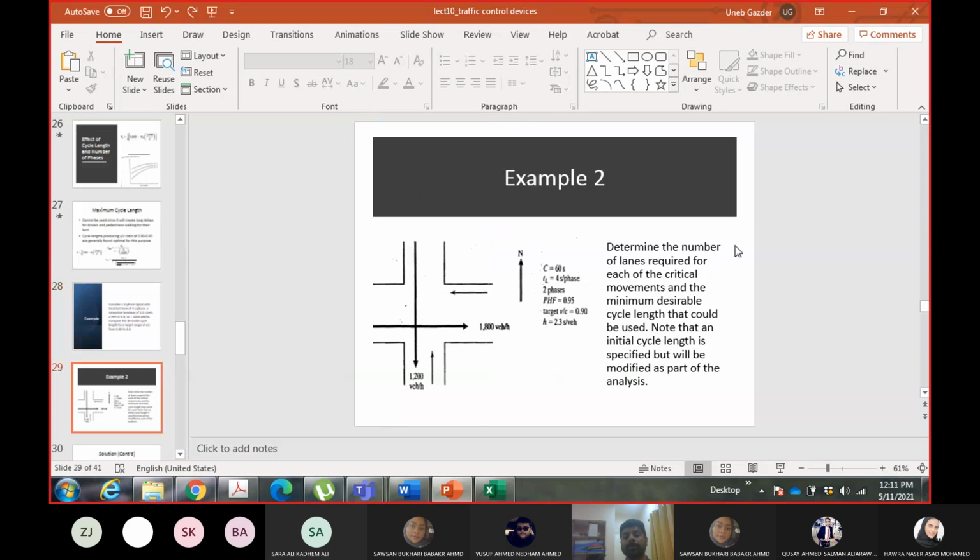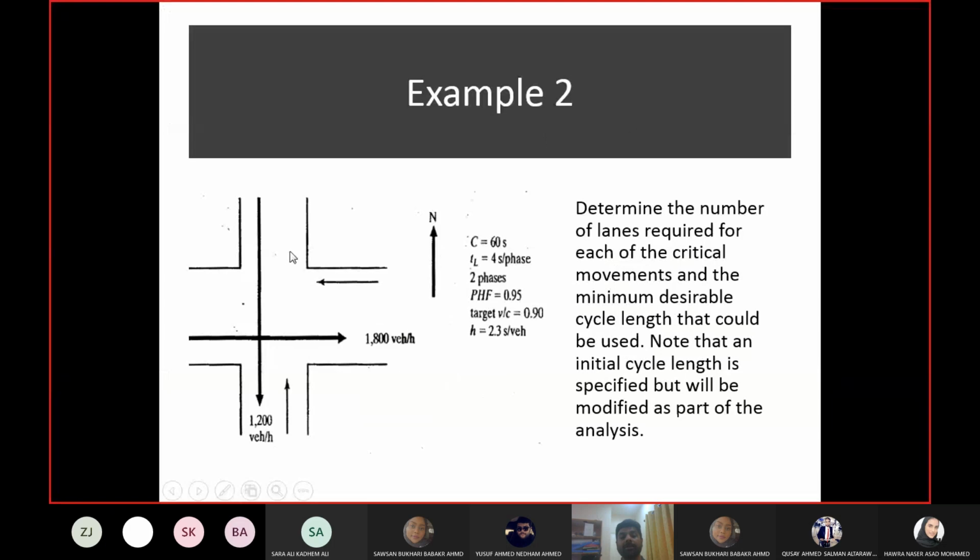Okay, let us look at another example now. So we have this configuration. Intersection is given, possible cycle length, lost time for each phase, 2 phases, peak hour factor is given, V by C ratio is fixed now, and saturation headway is given. The volume in each direction which is expected is given: 1800 east west, 1200 north south. They are asking me to find out the number of lanes in each direction.